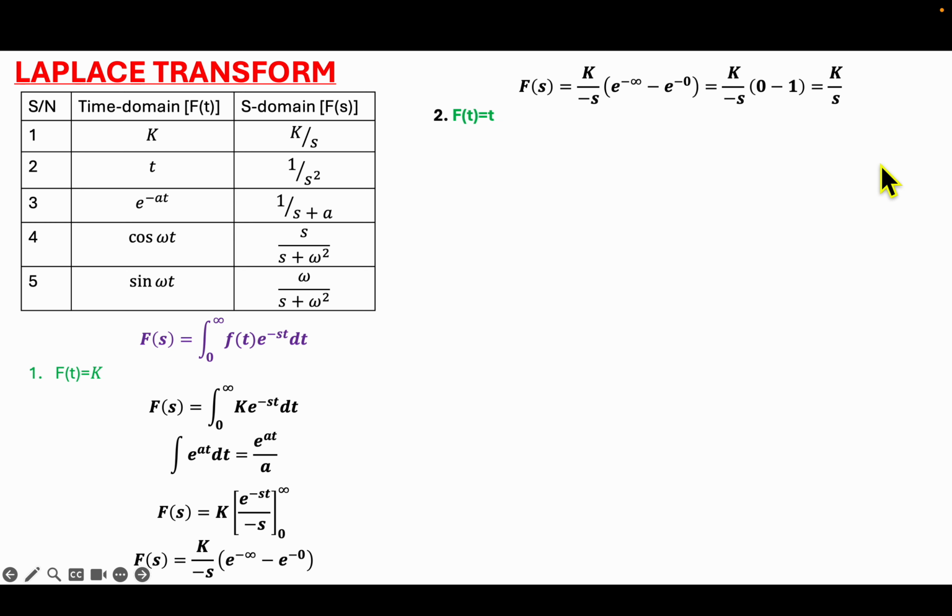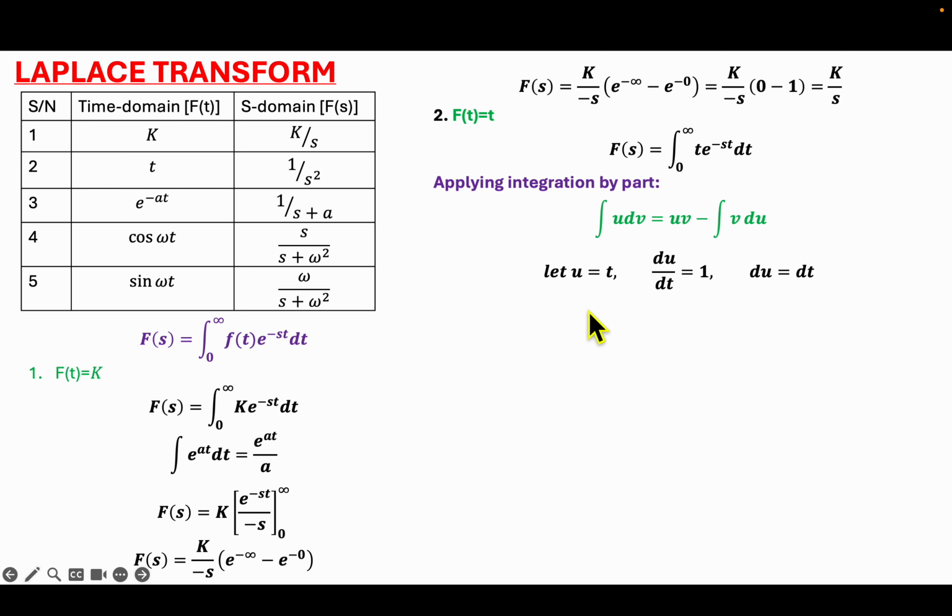So for the second function, f of t is equal to t. So I will have this relationship. In order to solve this integration, I have to apply integration by parts. So this is the general formula for integration by parts. I will choose my u to be t. Therefore, differentiating it, I will have du/dt is equal to 1, which will lead to du is equal to dt. And then I will choose my dv to be equal to exponential of minus st dt.